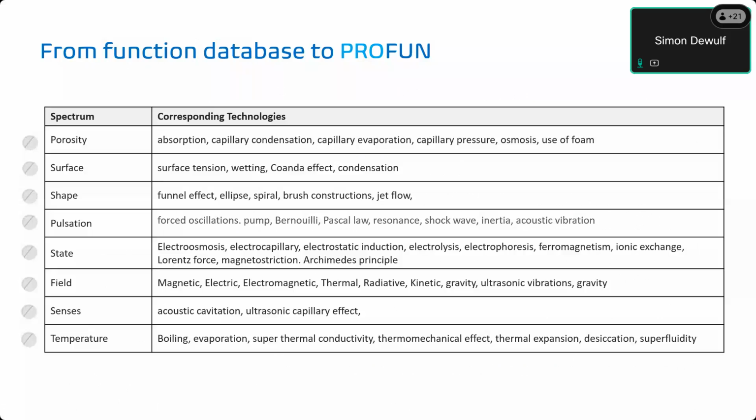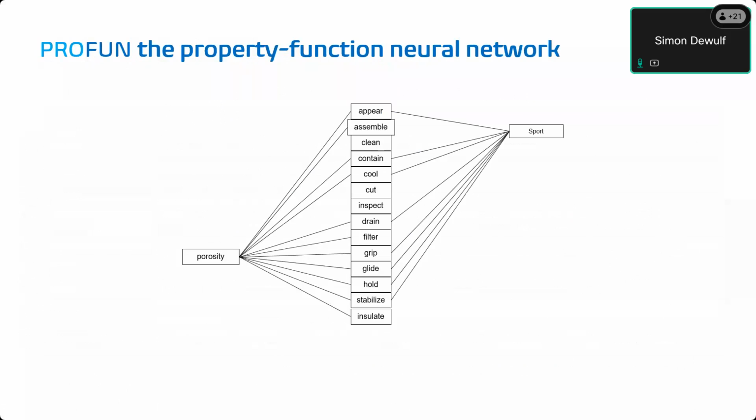Now, just to go a little bit through our neural network approach. So you take here porosity, it can connect to appear, assemble, clean, contain, cool, and so on. So these are some functions it can achieve. And then, of course, you can use that into sports and say, for example, I'm making an extra porosity in my shoes for sport shoes, and therefore it can cool better, or it can drain better, or whatever the function is.